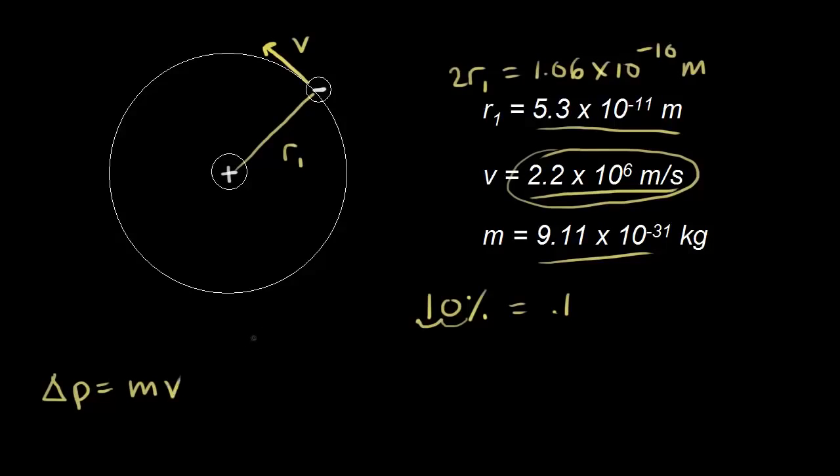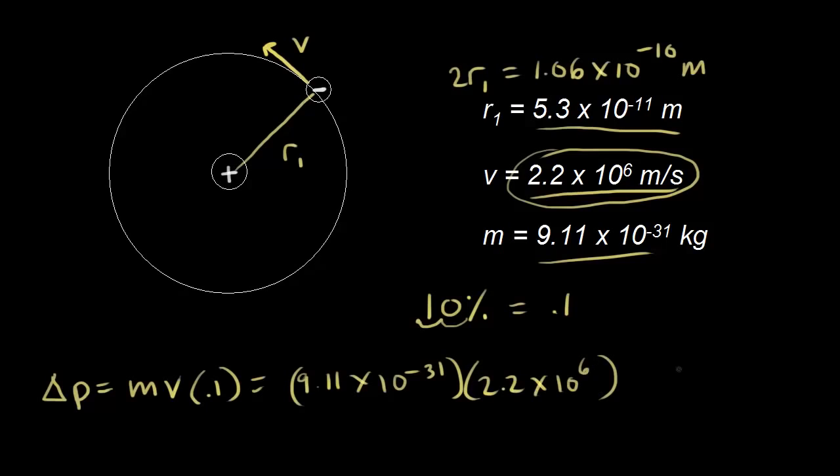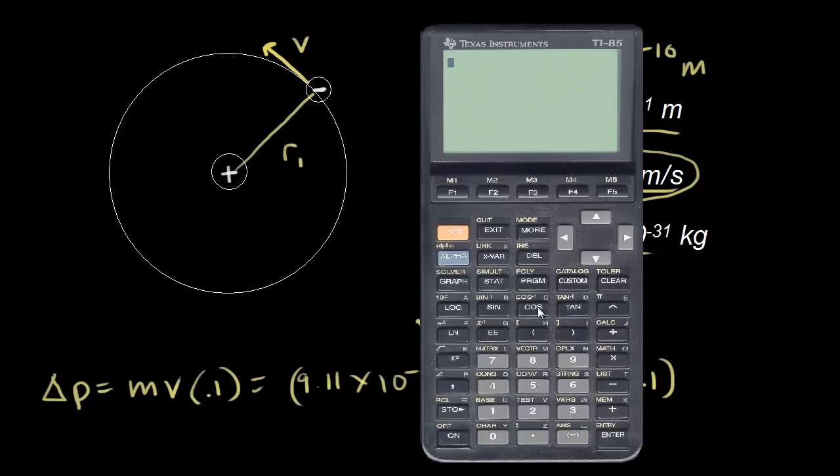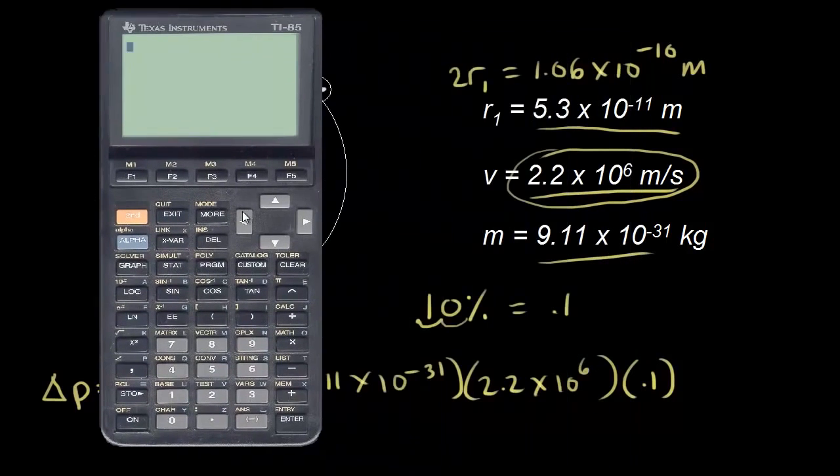Right? If there's a 10% uncertainty associated with the velocity, we need to multiply this by 0.1. So let's go ahead and do that. The mass of the electron is 9.11 times 10 to the negative 31st. The velocity of the electron is 2.2 times 10 to the 6th, and we know that with 10% uncertainty, so we need to multiply all of that by 0.1. So let's go ahead and do that. We're going to multiply all those things together.